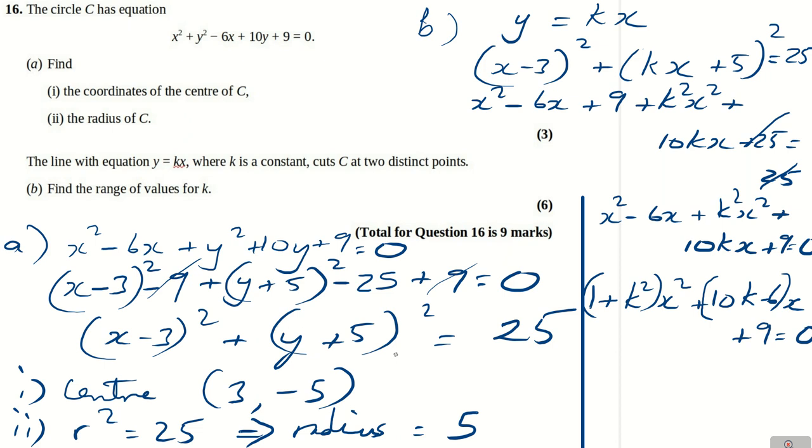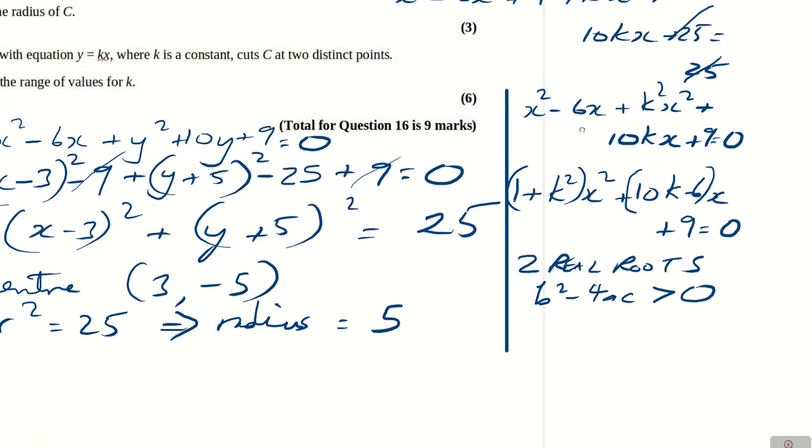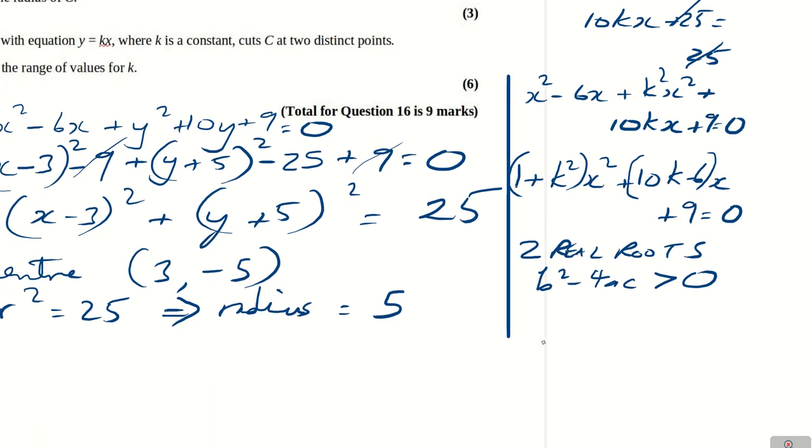However, we want it to have two real roots. Now the condition for two real roots is b squared minus 4ac has got to be greater than 0. So what do we mean by that? Well, remember our a is the coefficient of x squared, so our a is 1 plus k squared. Our b is 10k minus 6, and our c is 9. So let's see what we get now.